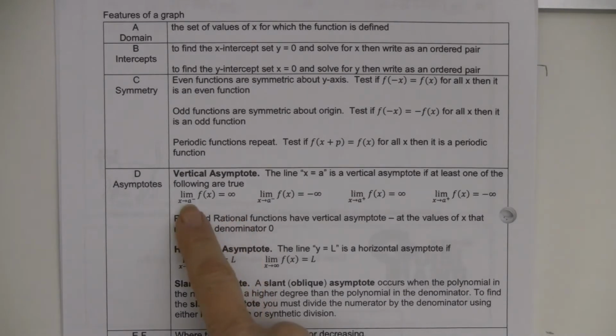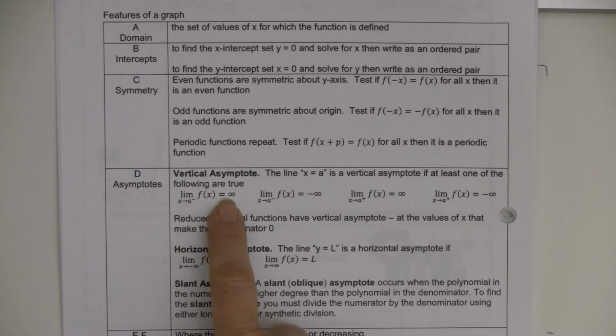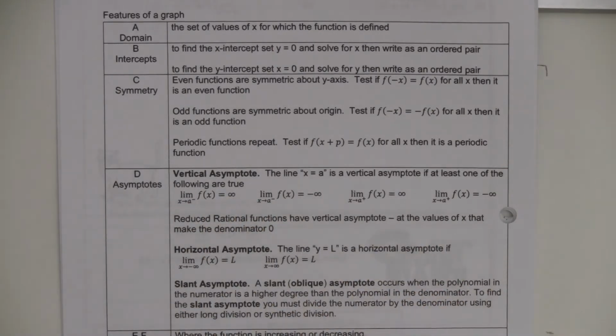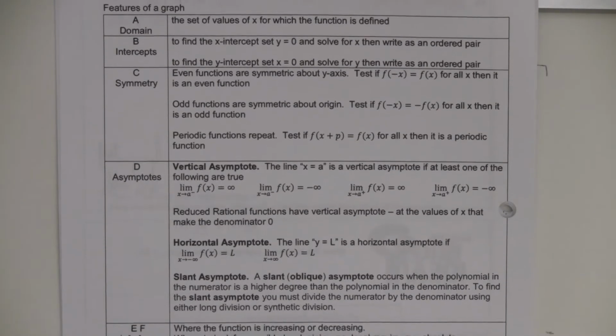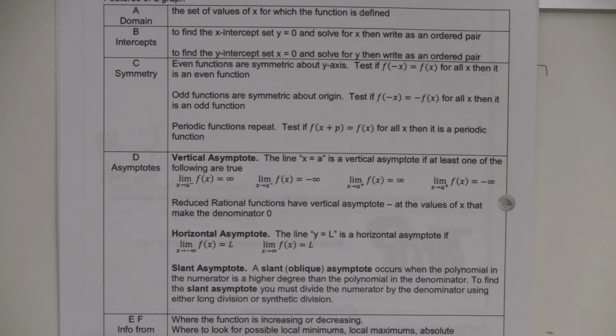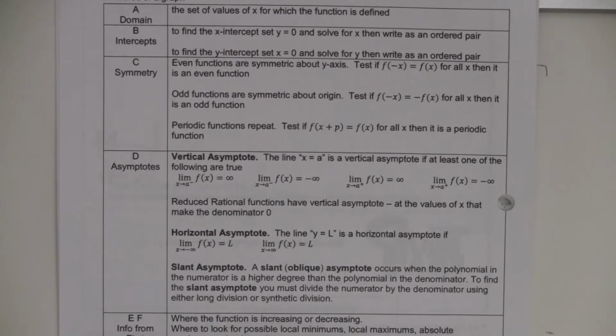You can test if your vertical asymptote is at a, whether it's going to infinity or negative infinity on the left side of a, and on the right side of a, is it going to positive infinity or negative infinity. And then the horizontal asymptote, we learned about in the last section.